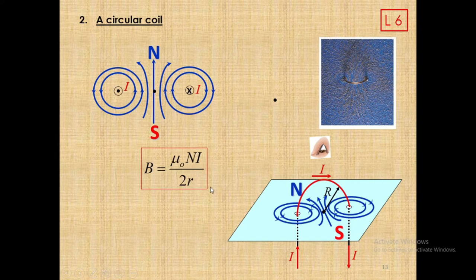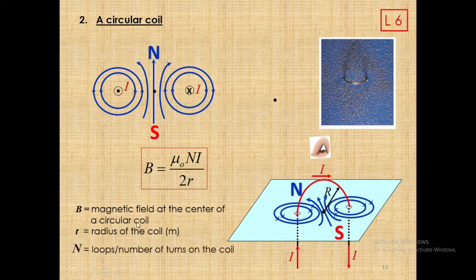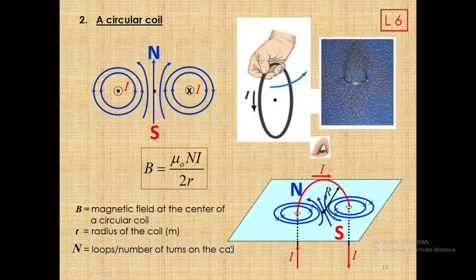The equation for the circular coil is B equal to mu naught N I over 2 R. The same, mu naught is the permeability of free space, B is the magnetic field at the center of a circular coil, and R is the radius of the coil. The radius is from the center of the coil to the edge, so you see the radius. And N is the number of turns of the coil. For the direction, we use the thumb rule. This is your thumb, and your fingers represent the direction of the magnetic field.